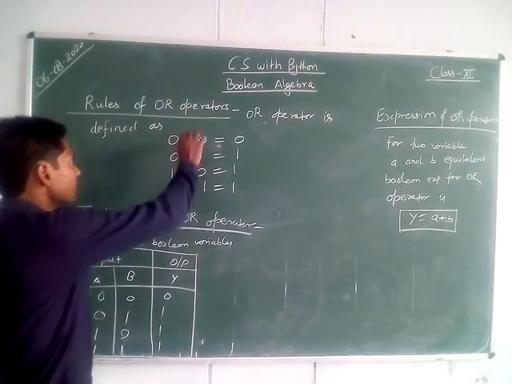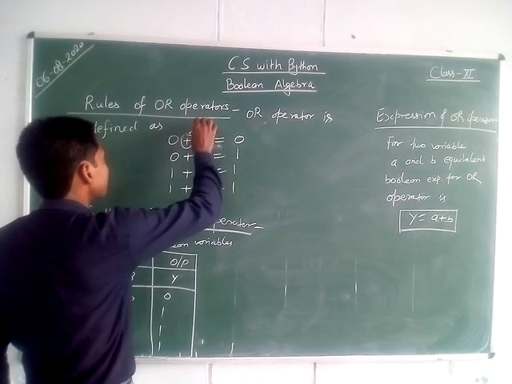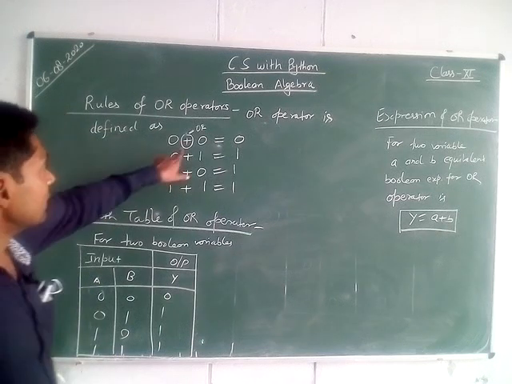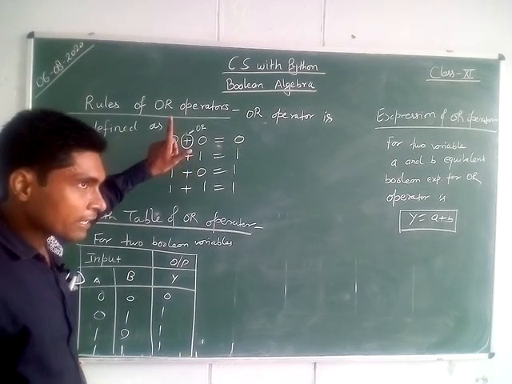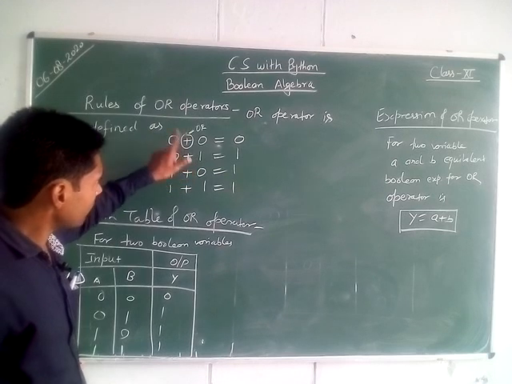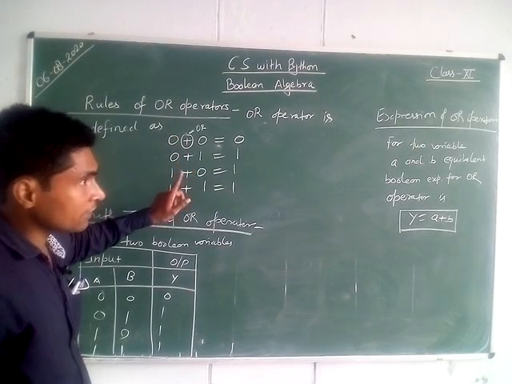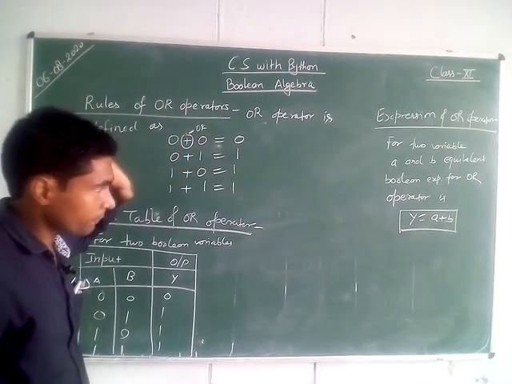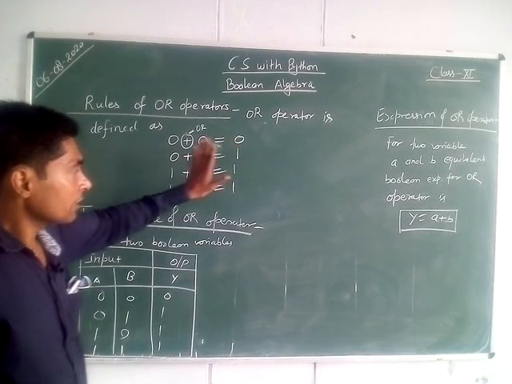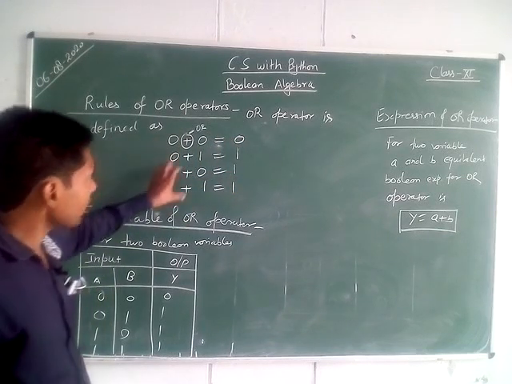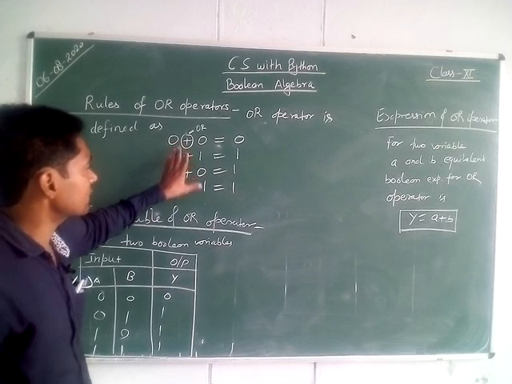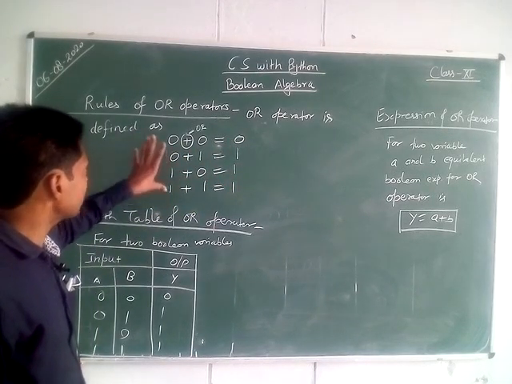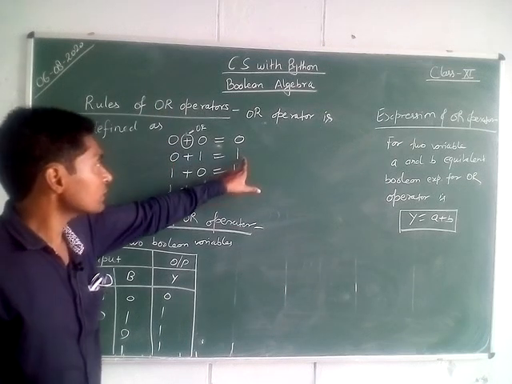Remember, this symbol indicates OR operator. It means OR operator is indicated by the plus. So I am here saying plus, but internally you will have to understand it is a logical OR operator. By seeing this, the conclusion is that if any one variable, if any one logical statement is true, then the combined result of the OR operator is true.